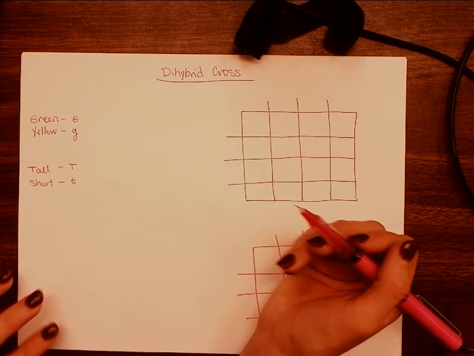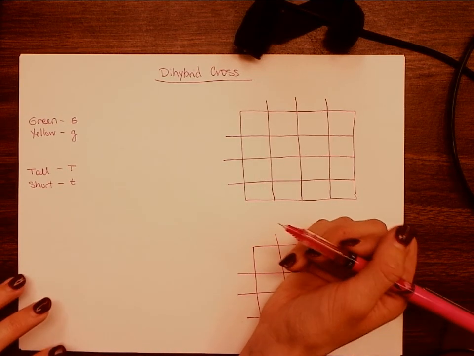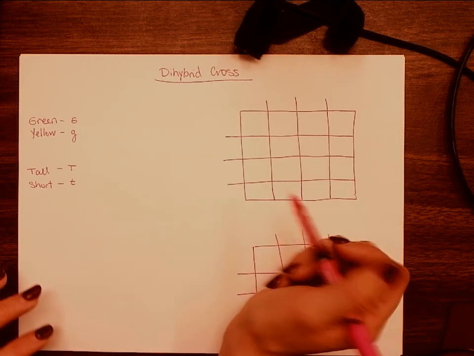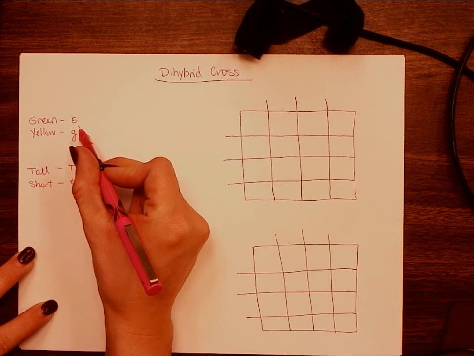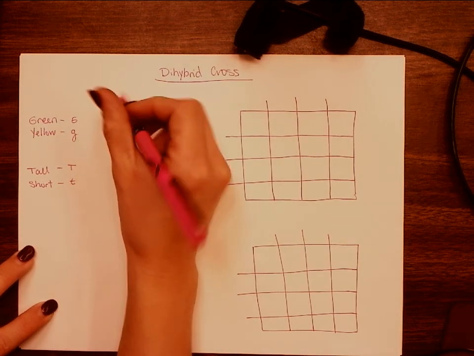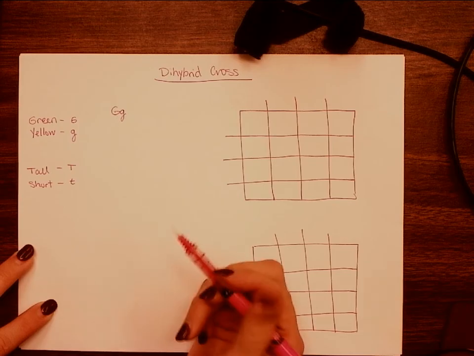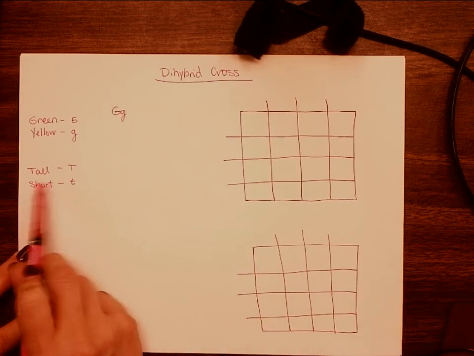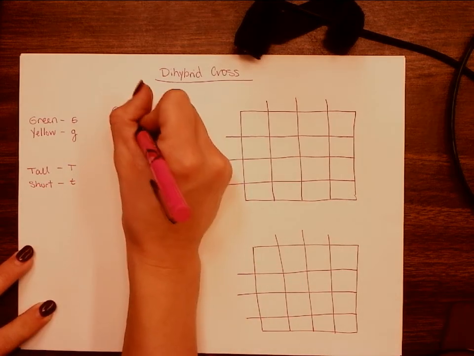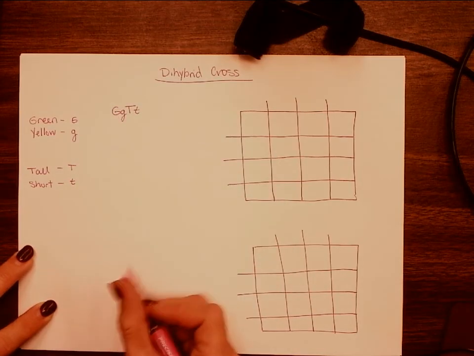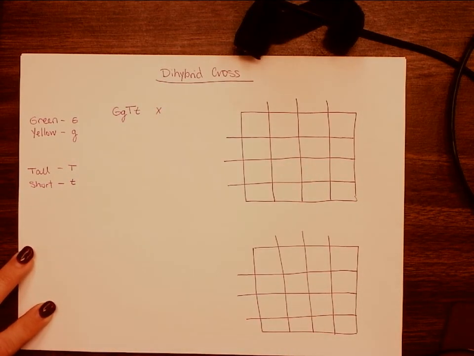If we start with a heterozygous green and heterozygous tall plant, we're going to write that genotype first. To be heterozygous green, we know hetero means different, so this will be a capital G, lowercase g for green. And this plant's also heterozygous for tall. So we will have capital T, lowercase t. We will cross this with a yellow short plant.